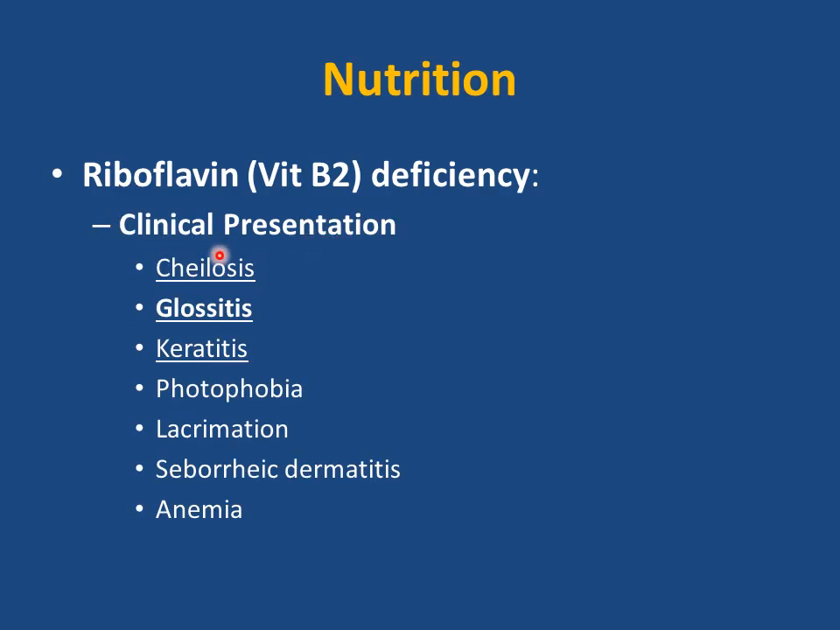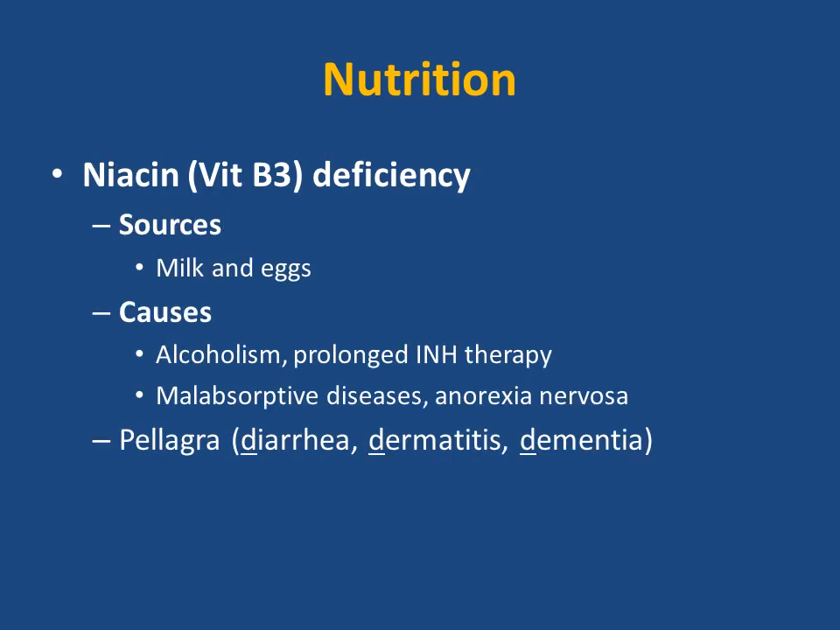The clinical presentation of vitamin B2 or riboflavin deficiency is cheilosis or cheilitis, or angular stomatitis, inflammation of the angles of the mouth or the lips, glossitis, inflammation of the tongue, keratitis, inflammation of the cornea, photophobia, sensitivity to the light, lacrimation, seborrheic dermatitis, and anemia.